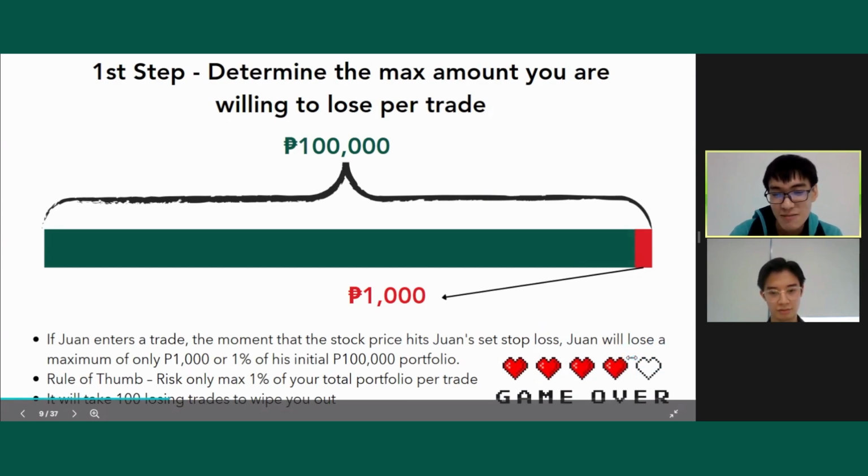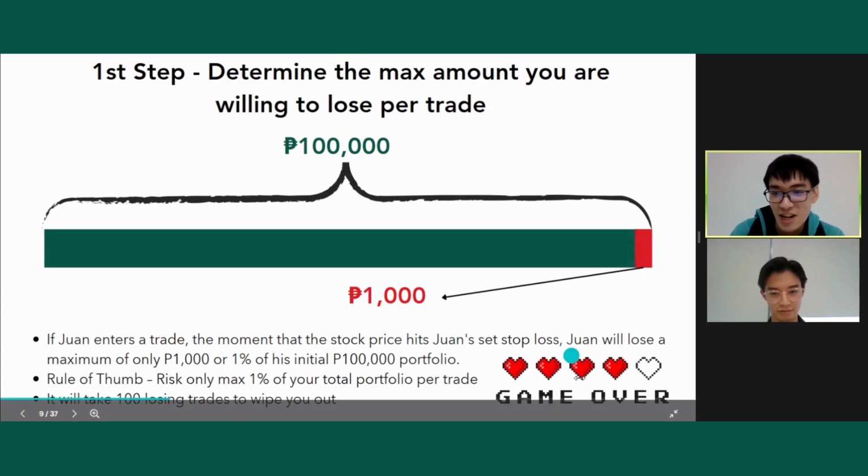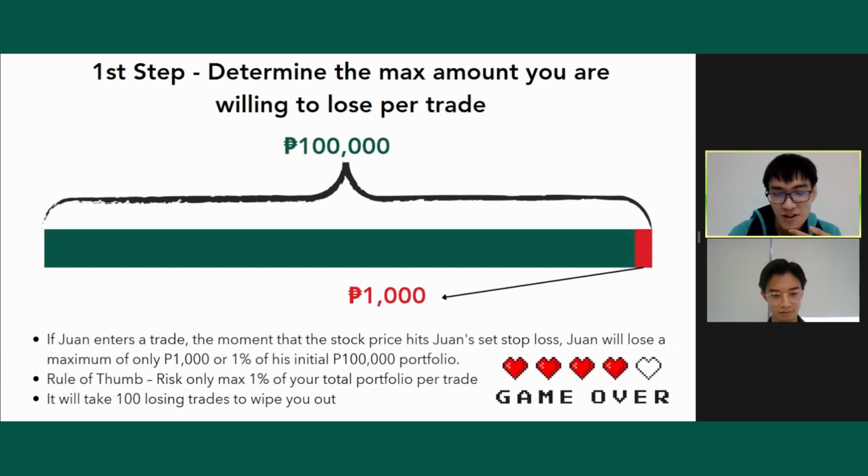But okay lang, diba? Kasi you have 99 more, diba? Kasi you have 100 lives to begin with. So think of trading as a game, right? You have 100 health bars, and if you lose, diba, you only lose one. So this means that for you to get wiped out, para mag-game over, you need to lose 100 times.